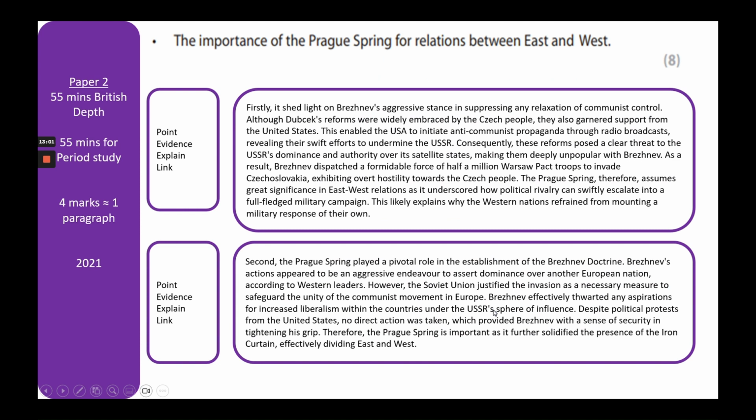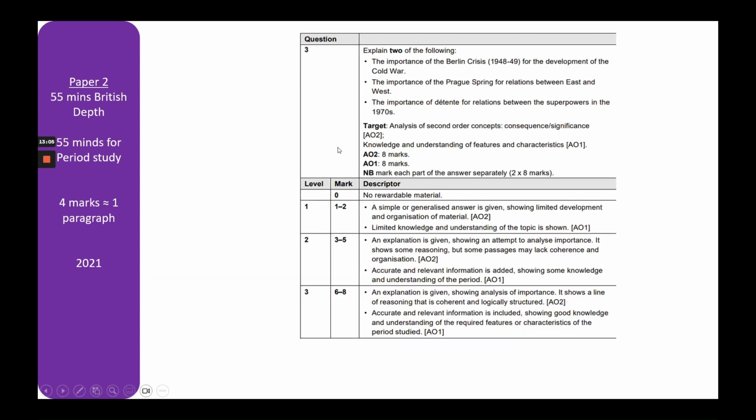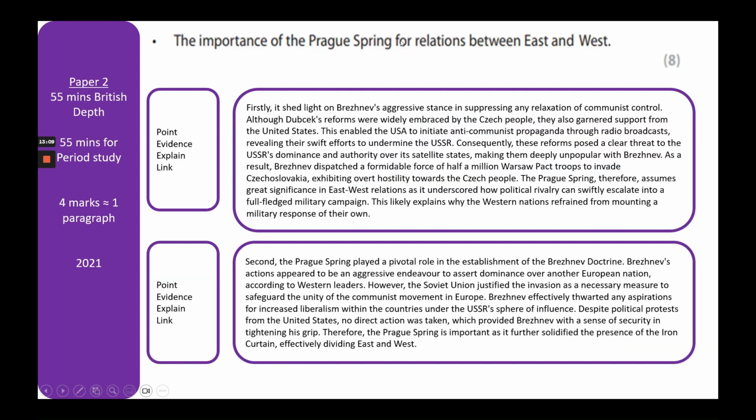So this is your next one. This is Prague, and remember it always says explain two of the following. So you've got to explain the importance of the Prague Spring for the relations between East and West. And again, I'm sticking to point, evidence, explain, and then linking it back to the question.